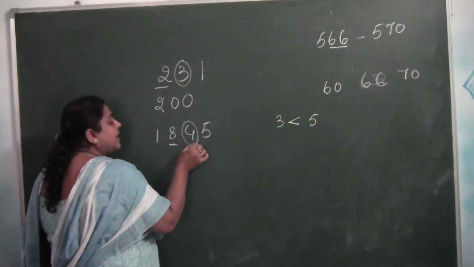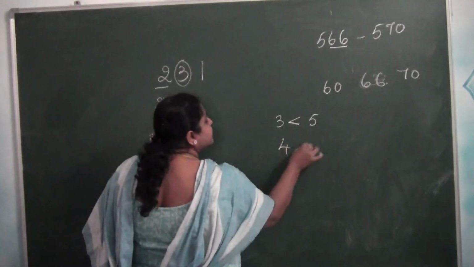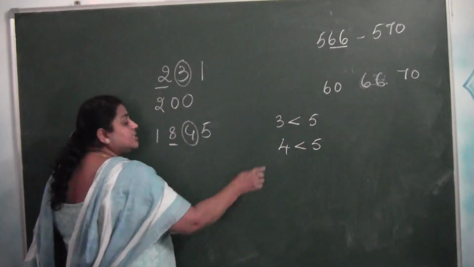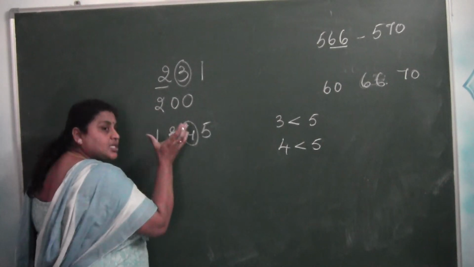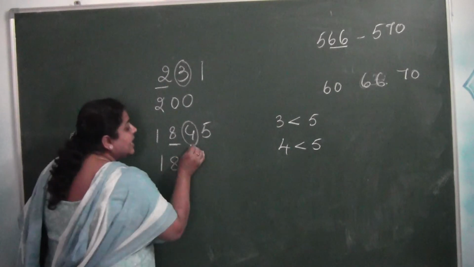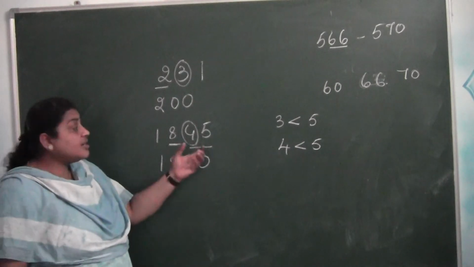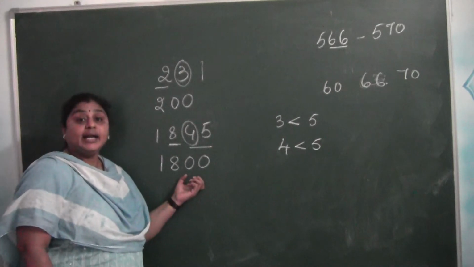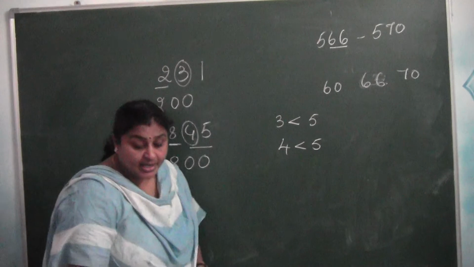Now 8 I have underlined. The number that I have to compare is 4. Now tell me 4 is less than 5 or greater than 5? It is less than 5. Since 4 is less than 5, what happens to 8? 8 remains as it is. That is 8 it remains as it is and these 2 digits change into zeros. So what is my nearest 100 to 1845? 1800. Got it? So this is rounding off to nearest hundreds.